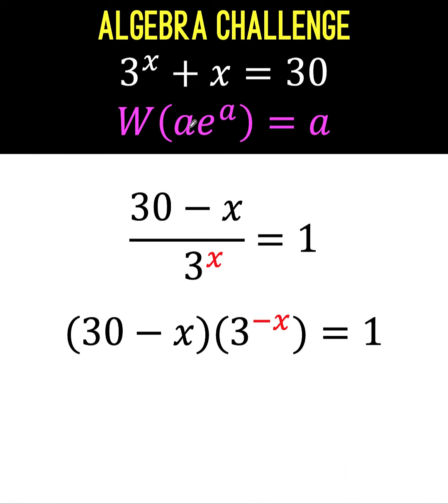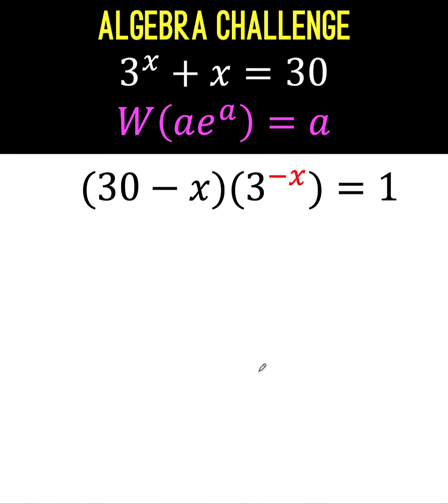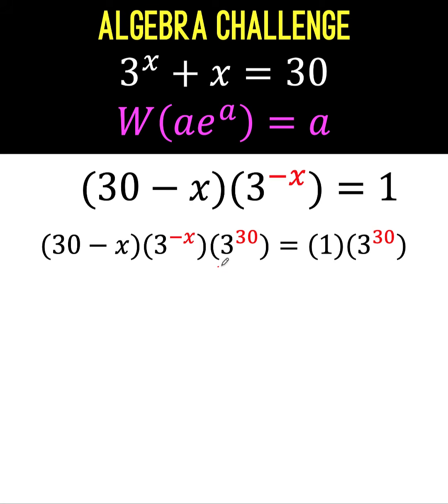Now, our goal is to come up with a form similar to a times the natural number e raised to the same number as this a. So we want this a and this a to be the same. What we have here is 30 minus x and 3 to the negative x. So they are not the same yet. So what we can do is multiply both sides of the equation by a constant, 3^30, and do that also for the right side.